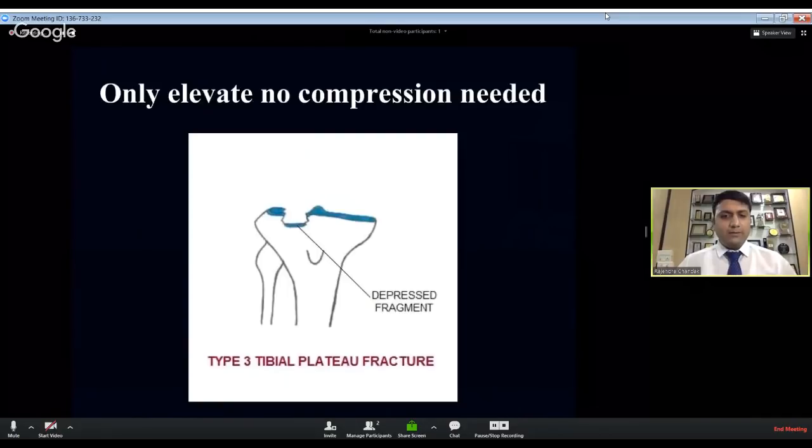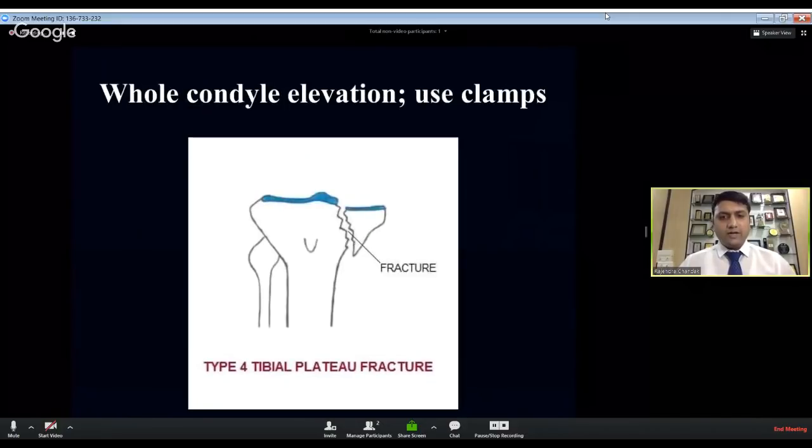In this case, type 3 tibial plateau fracture, there is a depression in the lateral condyle which will require elevation and fixation with raft screws only. Here we need not do any compression of the condyle. In type 4 tibial plateau fracture, there is a fracture of the medial condyle which will require elevation with the use of clamp, and we can buttress it medially.